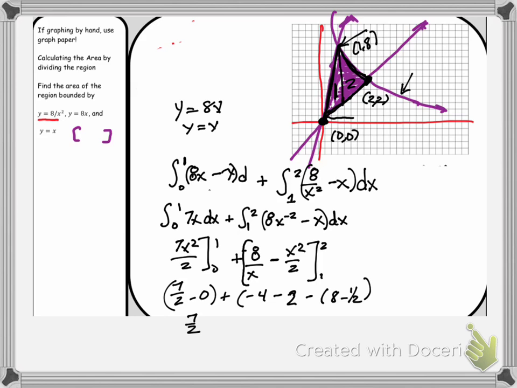negative 8, sorry. Should be negative 8. So you end up getting 7/2 plus 5/2. Sorry. That's what it should come out to be. Equals 12/2. So you get 6, believe it or not. The area between those curves is 6.